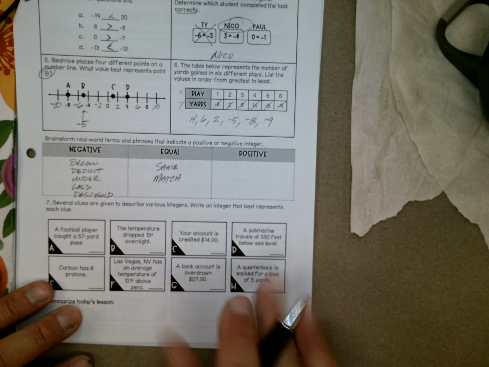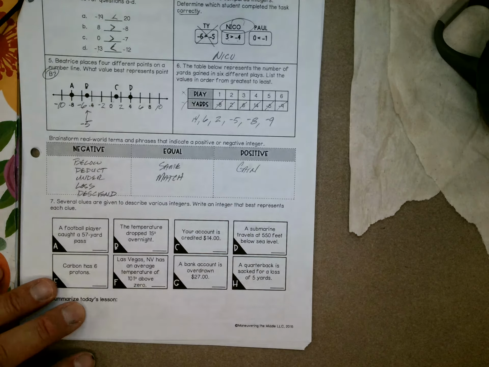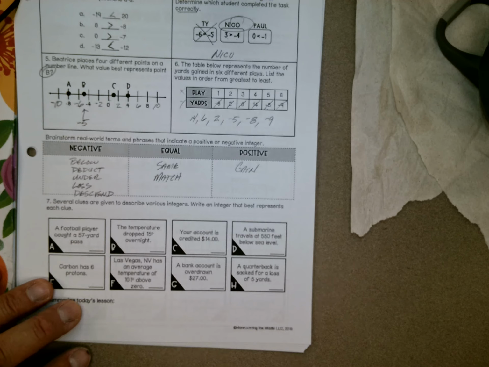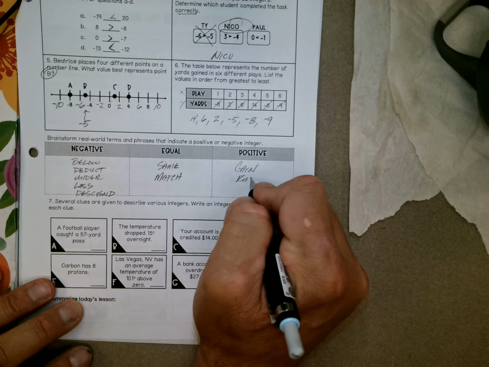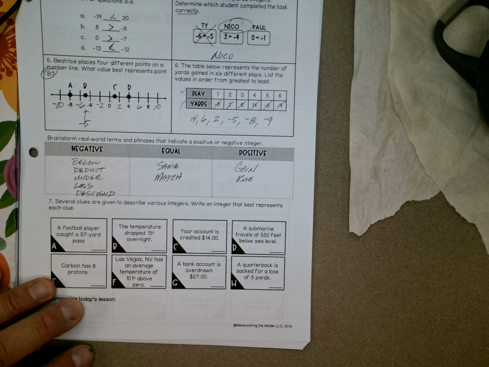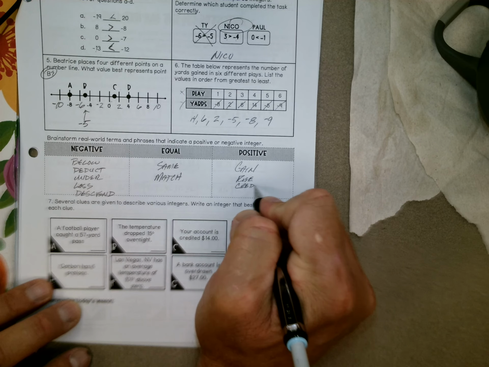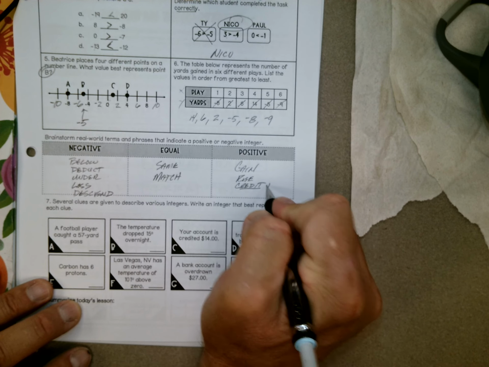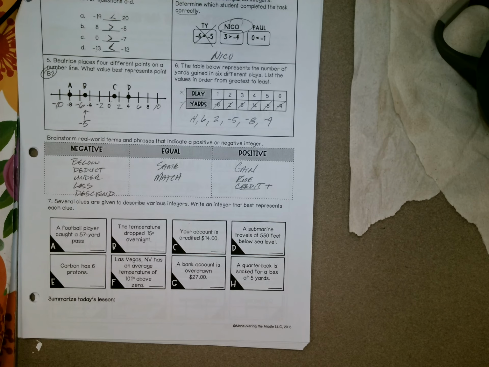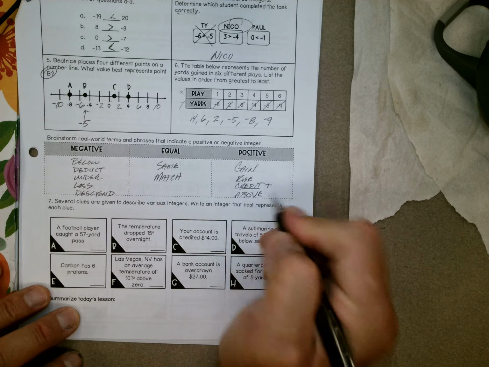If you're a football player, you gained 10 yards. If I rise up would be a positive. The temperature rose 10 degrees, right? Credit, if we're talking a bank account, credit is good. That is a positive thing. They credited my account $12. Sure. How about above 0? Above 0 would be a positive, right?